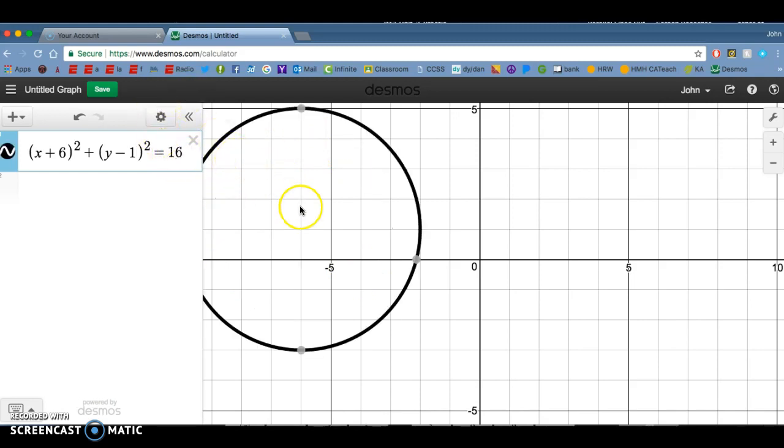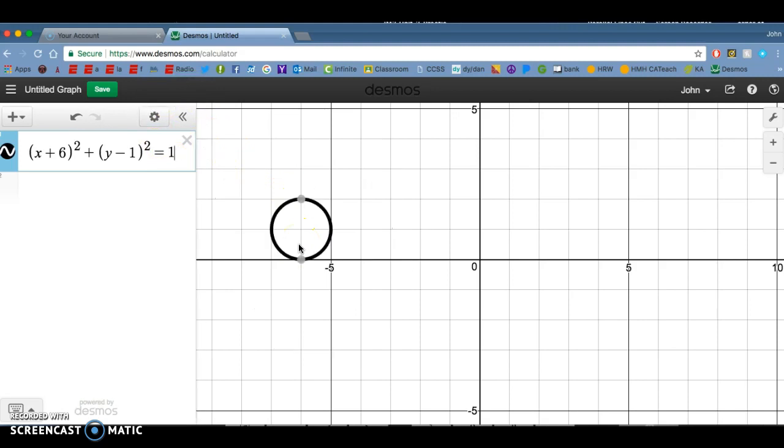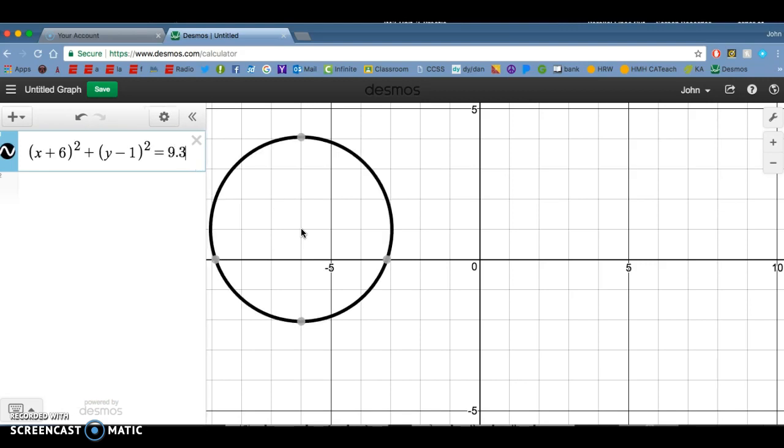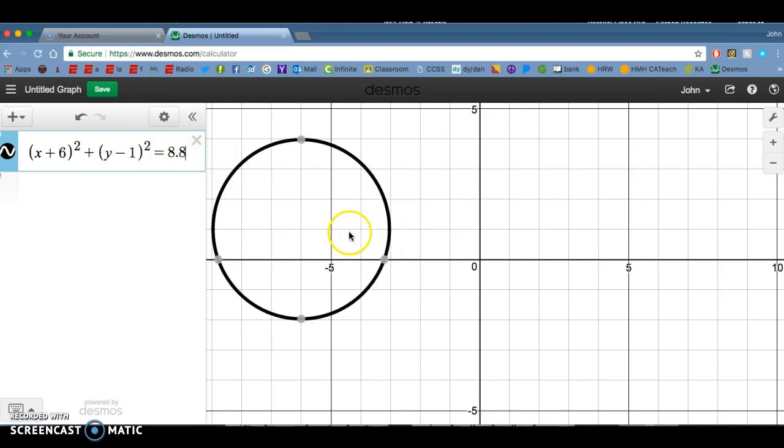Now it's a radius of 4 because it's 16. We can have a radius of 1 because the square root of 1 is 1. And we can also have fractions and decimals as our radius too. So we can have one that's slightly bigger than 3 or slightly less than 3, like that. Remember, this number is the square of the radius. That's not the radius. We have to square root that to find the radius. That's how we can make our circle larger and smaller.